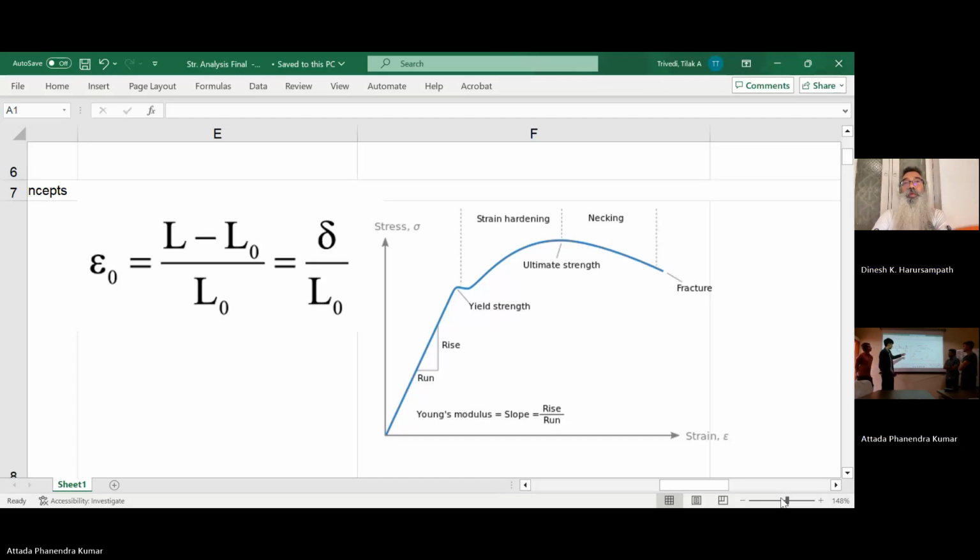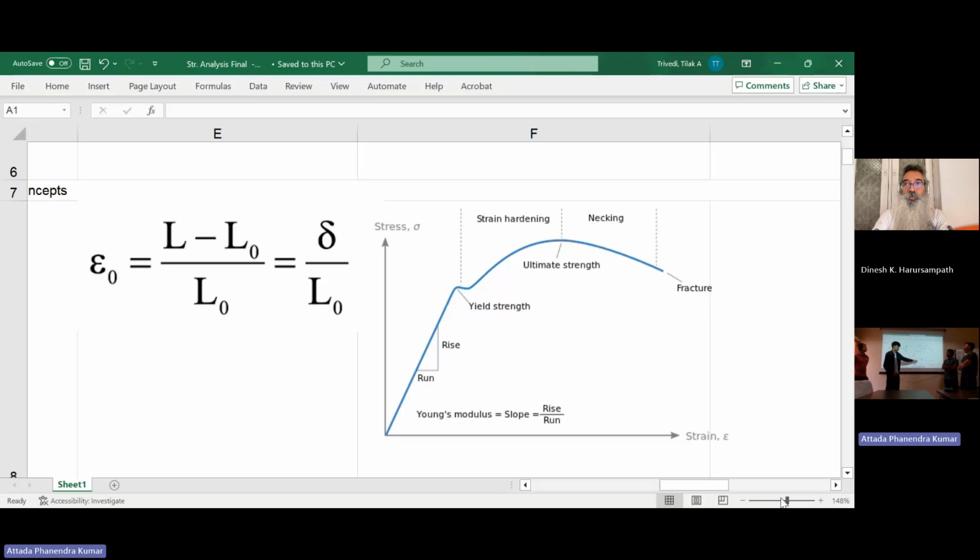Oh, okay, so we just talked about this briefly. It's just a change in length over length. We will go into much more detail with this. This is just a very simple equation. There are more complicated equations.